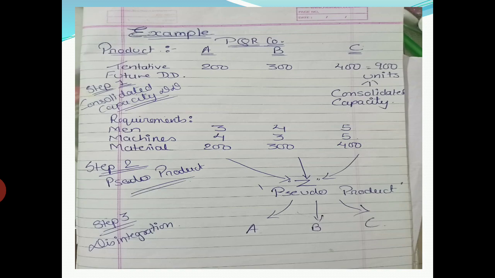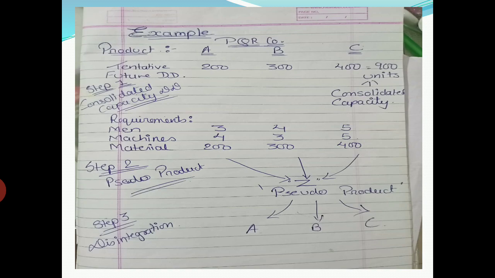So let us just revise one more time. At the first stage, what are we doing? We are consolidating. Consolidating what? Consolidating all the products. For example, in our company, it is A, B and C products that are being produced. And all these three, if you have noticed, have three different types of demands.